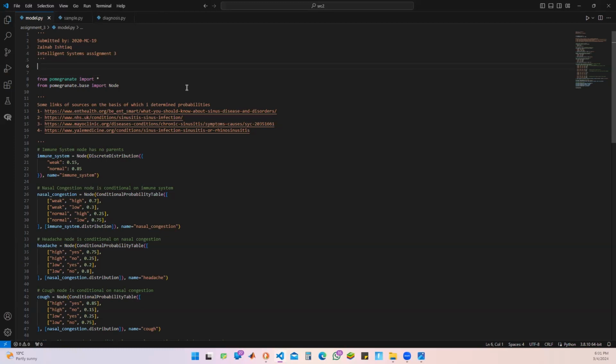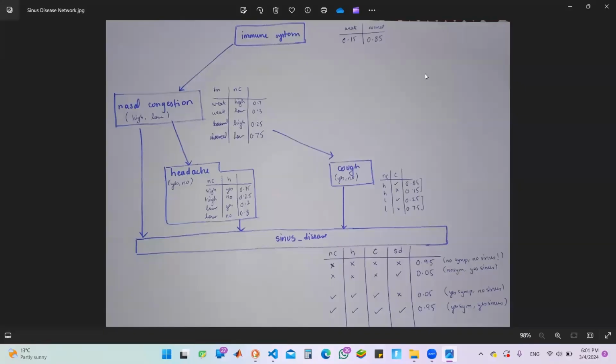Assalamualaikum, I'm Jan Pistak. For the third assignment of intelligent systems, I have created a Bayesian network for sinus disease. This is what the Bayesian network looks like.